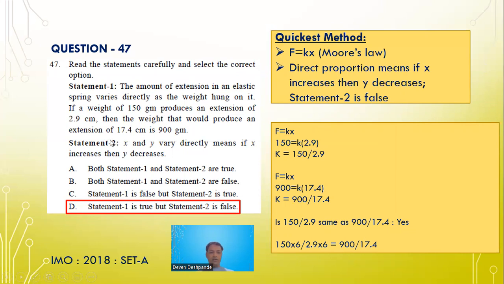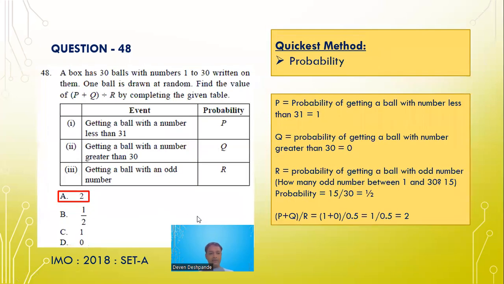Statement 2, X and Y vary directly means if X increases then Y decreases. No. If X and Y vary directly, it means if X increases, then Y also increases in the same proportion. Okay, in the same proportion. So statement 2 is false. Statement 1 is true. Okay, next one.